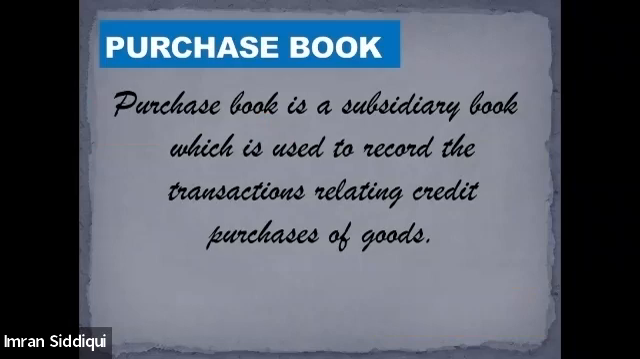Purchase book is a subsidiary book which records credit purchase related transactions. In fact, all those purchases that we have made on credit basis are recorded in the purchase book. What about the purchases that we did on cash basis? Such purchases will be recorded in the cash book only. Cash related purchases will be there in the cash book, but all purchases done on credit basis will be recorded in the purchase book.